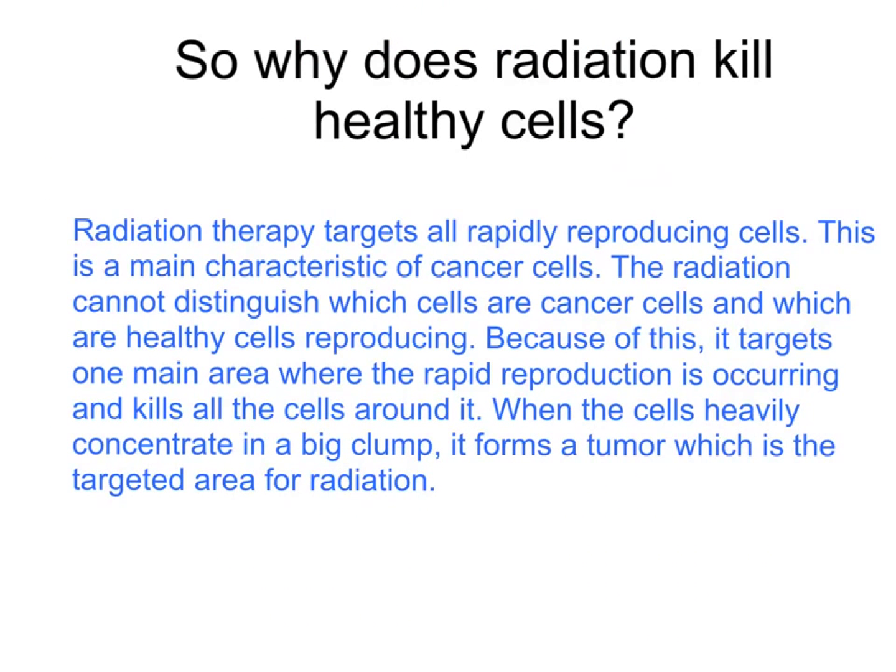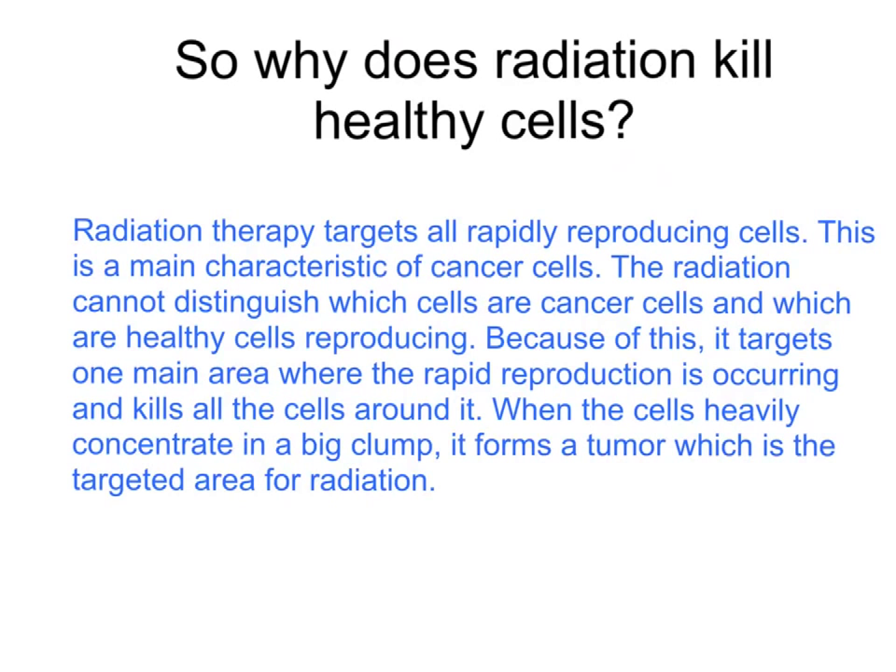So why does radiation kill healthy cells? Radiation therapy targets all rapidly reproducing cells. This is the main characteristic of cancer cells. The radiation cannot distinguish which cells are cancer cells and which are healthy cells reproducing.